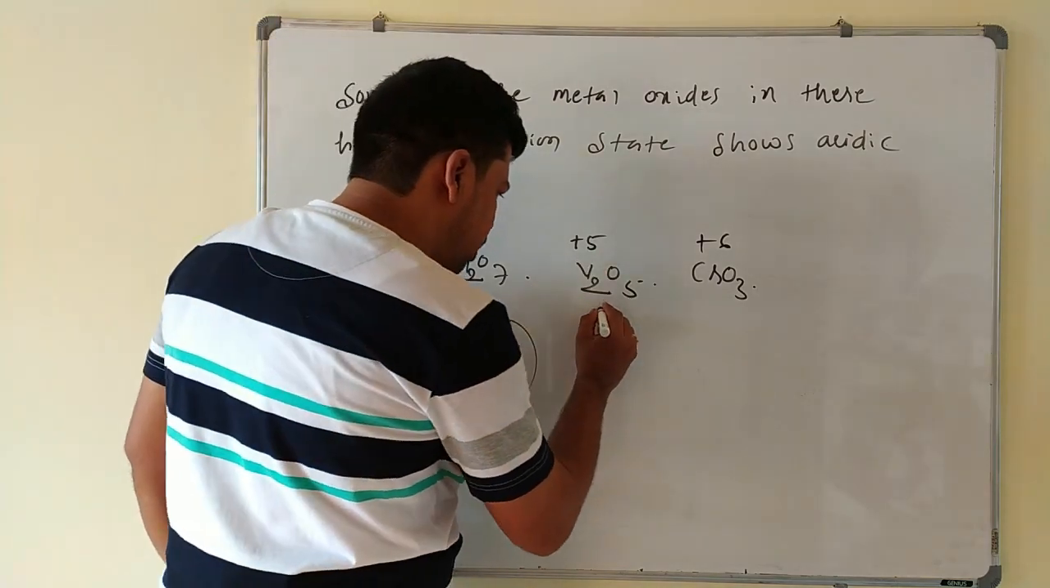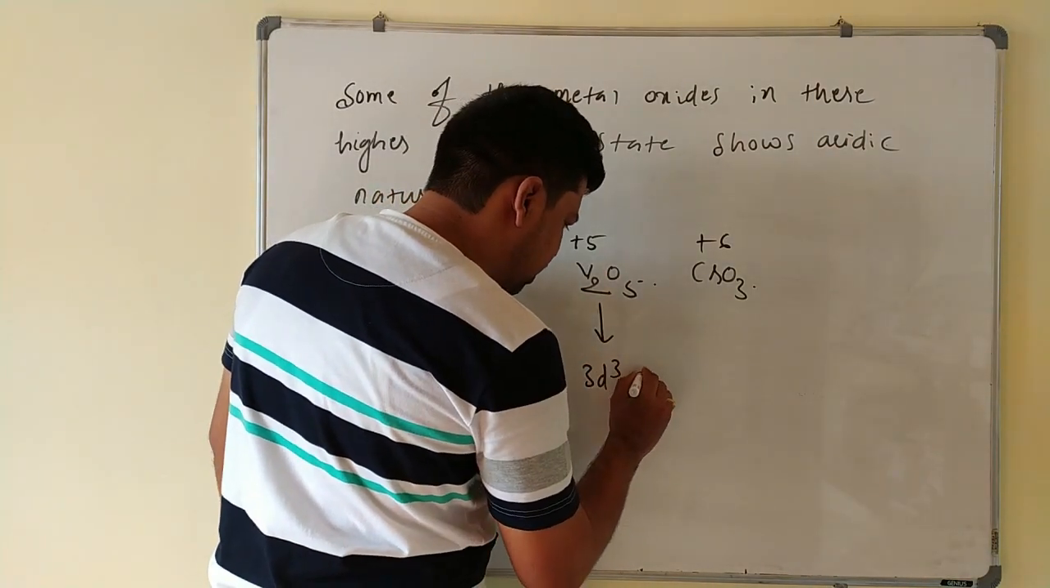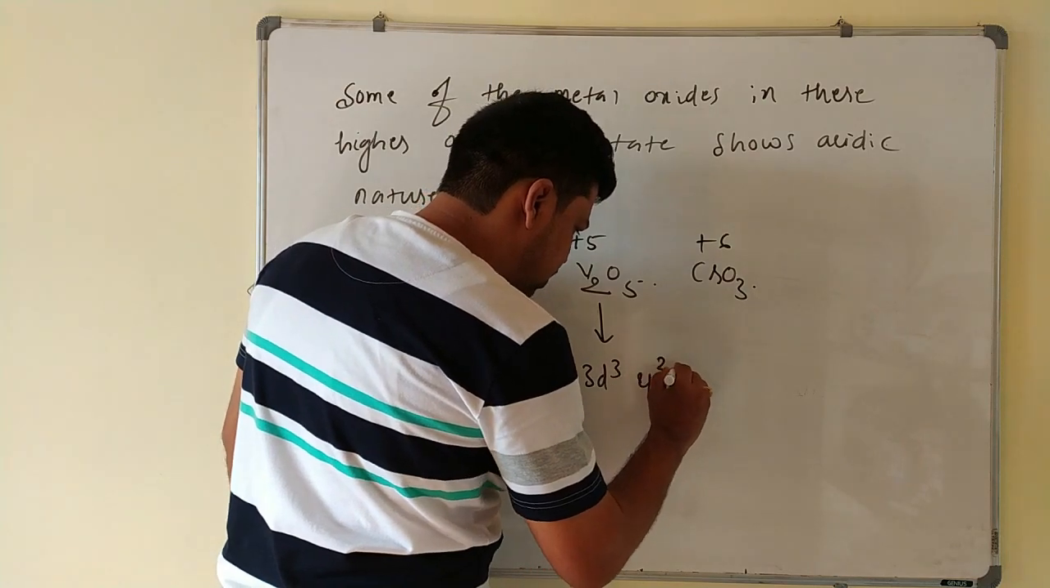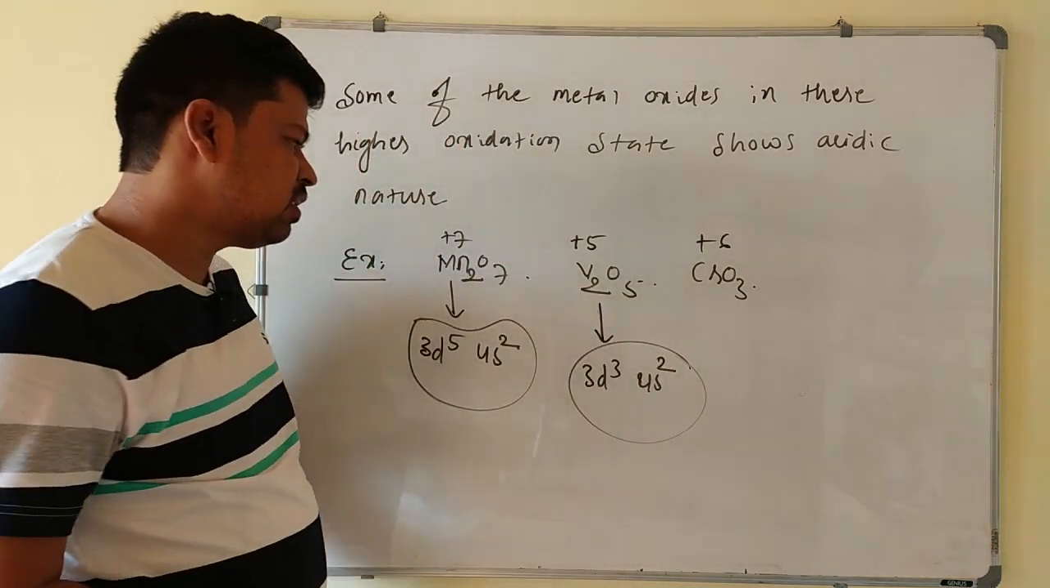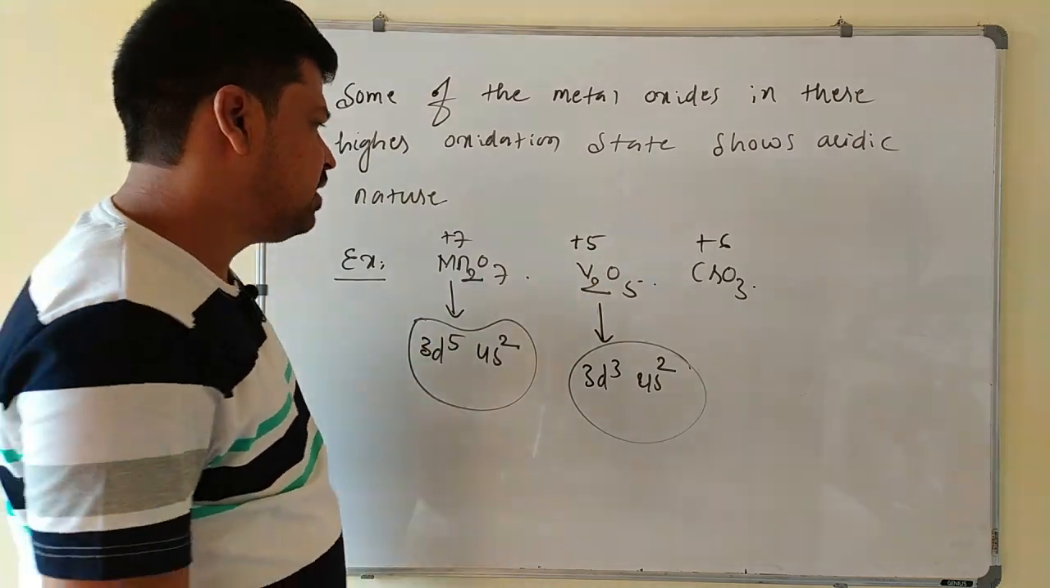Similarly, in case of vanadium also, its configuration is 3d3 4s2. So all the 5 electrons are lost. Highest oxidation state is +5. It shows what here? That is acidic nature.